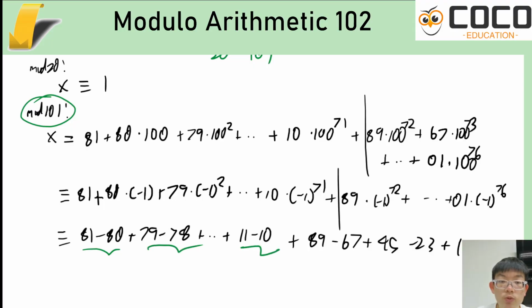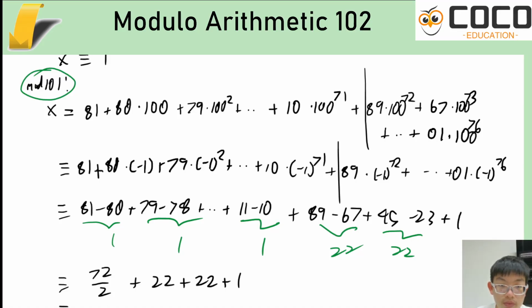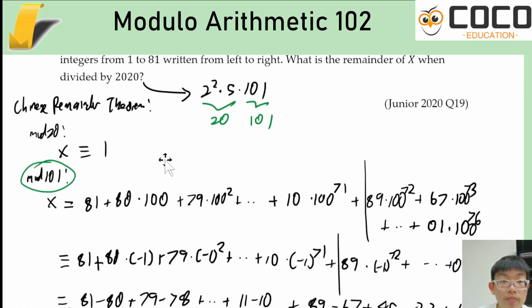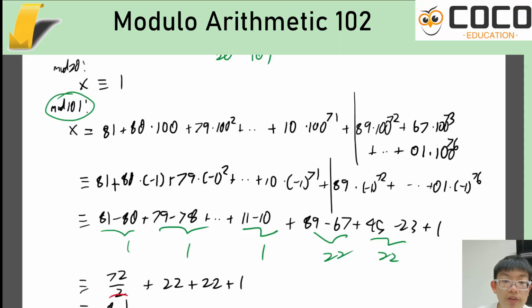Okay, each of these pairs is 1. There is 22, 22, and there's 1. So 10 to 81 has 72 numbers. So 72 divided by 2 ones, a 22, a 22, and a 1. So 36 plus 22 plus 22 plus 1 is 81. So 81 mod 101 and 1 mod 20, which conveniently enough already works as 81 is 1 mod 20. So this is going to be my answer.